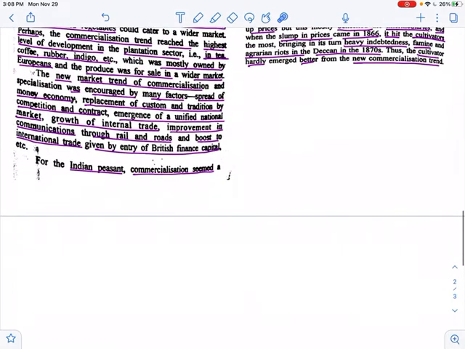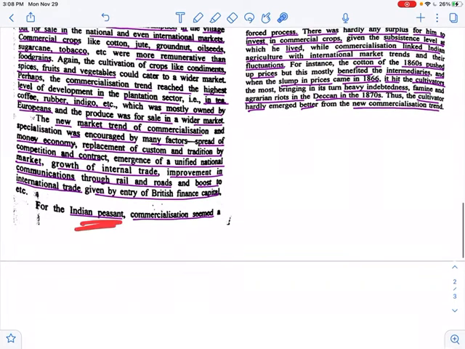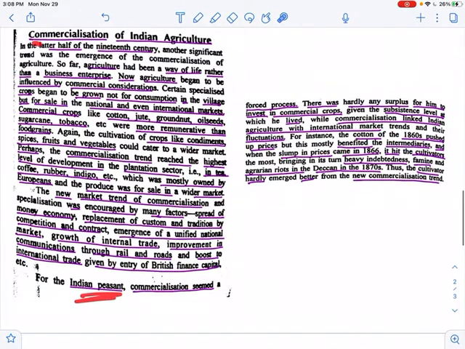And now let's study about the reaction of peasants. Let's understand if the peasants were happy with this commercialization or not. See, because of this process of commercialization in Indian agriculture, we started to cultivate all those crops which had remuneration and demand in the market. And because of this, our Indian agriculture was connected to the international market. Because of this linkage, we got to see a lot of price fluctuations.